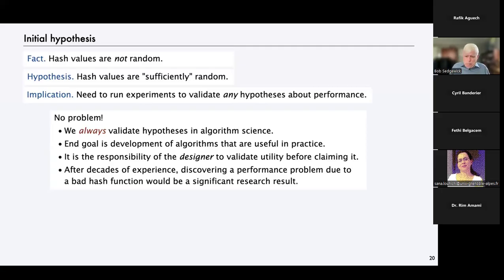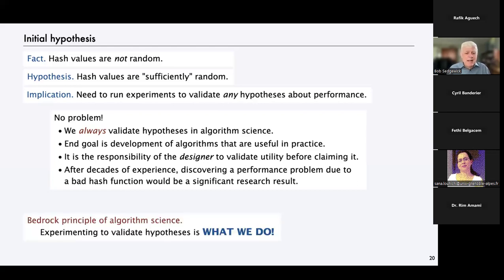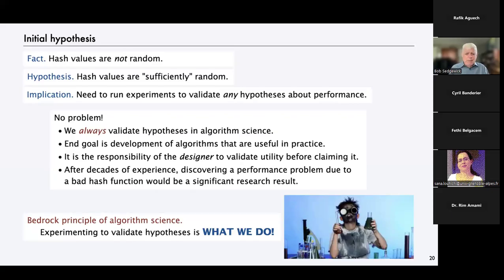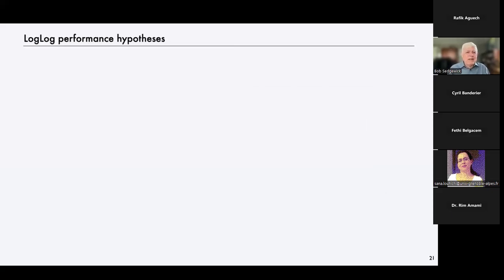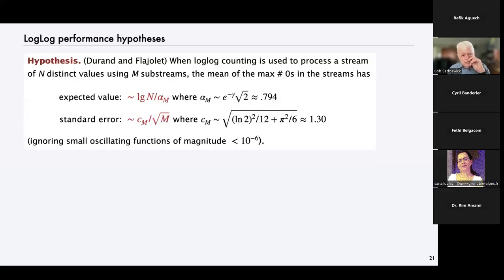And by the way, it's extremely rare to discover a performance problem due to hashing. I mean, there are examples of really bad hash functions, but those went away decades ago. And to discover a performance problem due to non-randomness in the Mersenne twister would be an amazing result. So again, we run experiments to validate hypotheses. In this case, turning that theorem into a hypothesis is really the way to do it.